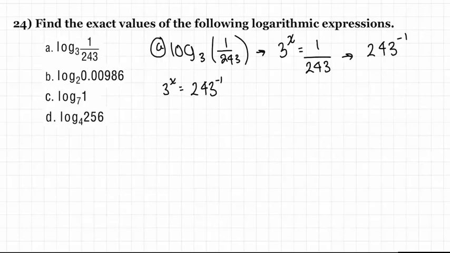So now we're going to go ahead and see if 3 has any number that it's raised to equal 243. So I'm going to plug in some values into my calculator just to test, and I'm going to try 4, which is 81.